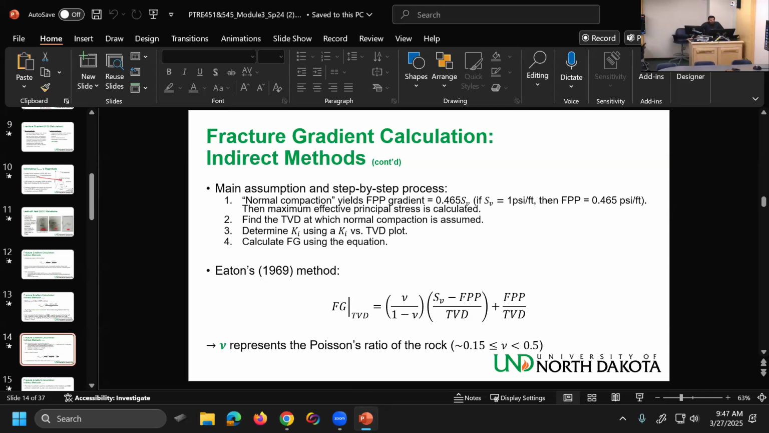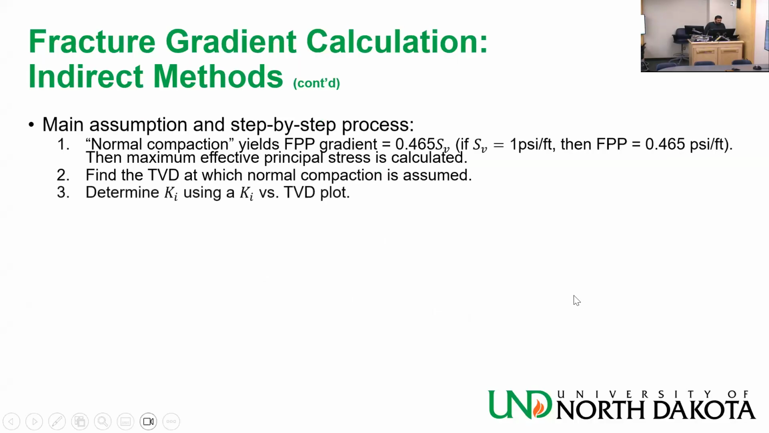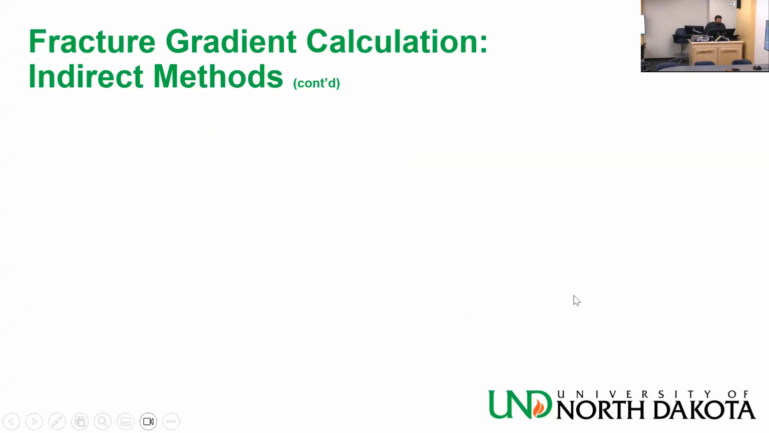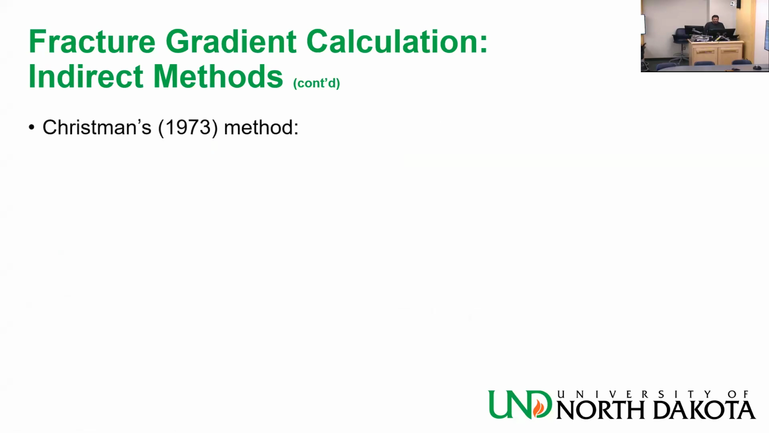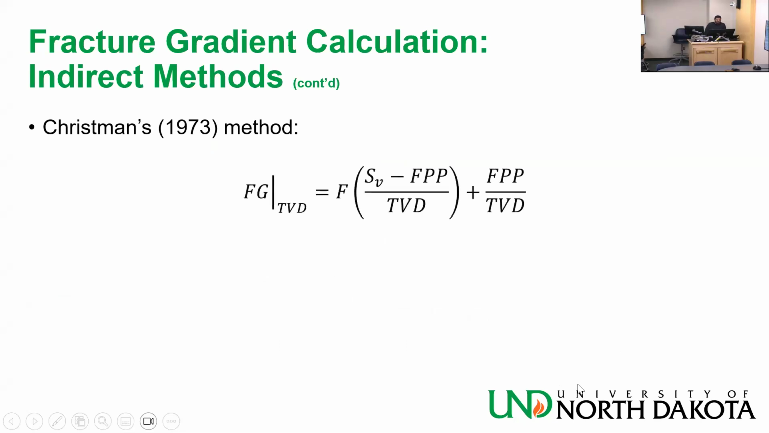Okay, rocks are going to be lower. 0.15, 0.25, 0.27, 0.28, 0.3. That's what you expect to see in rock. Anyway, we saw all the methods except one, which we're going to see today. The Christmas method, 1973, which again now has a new term called F.